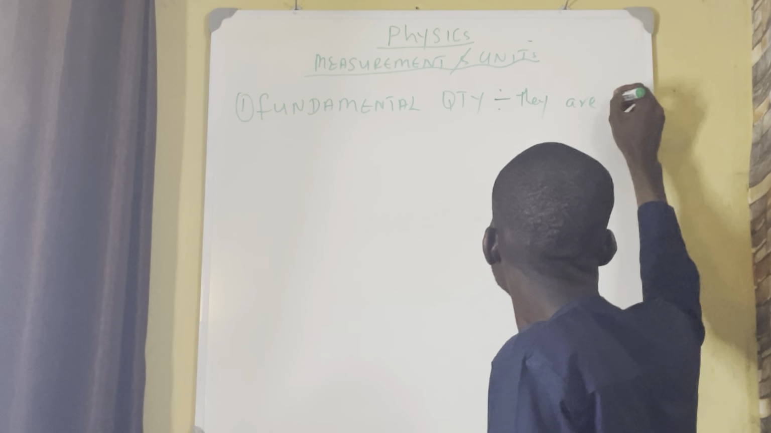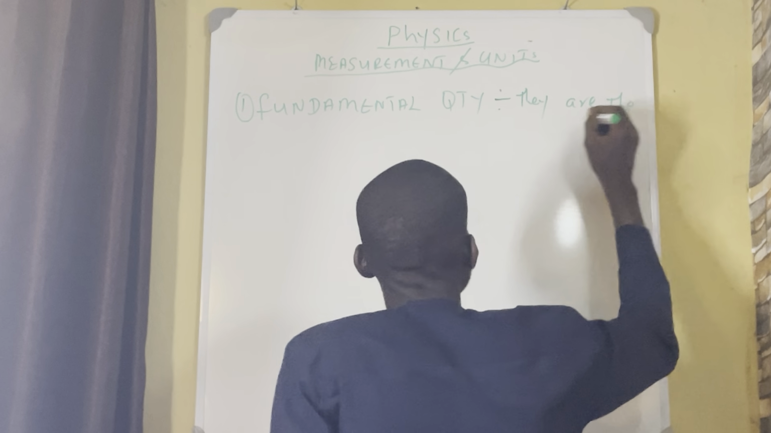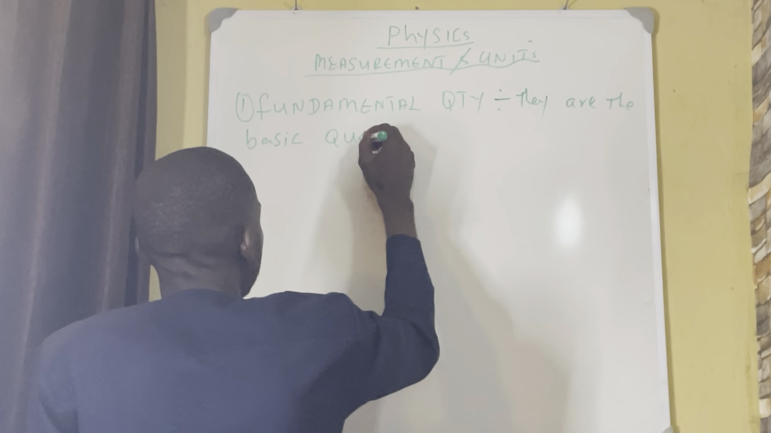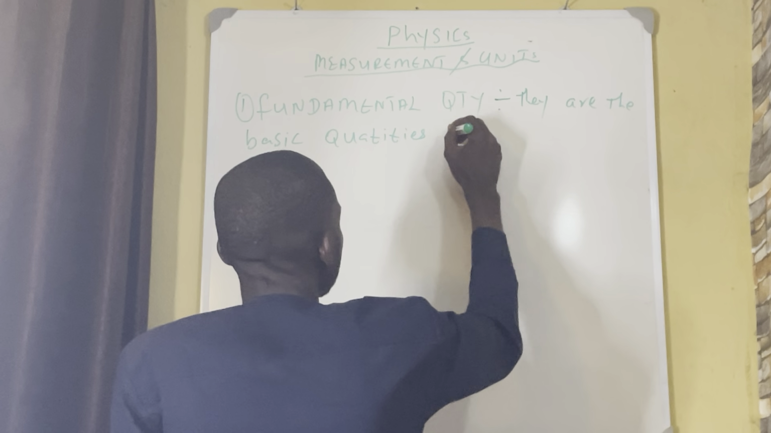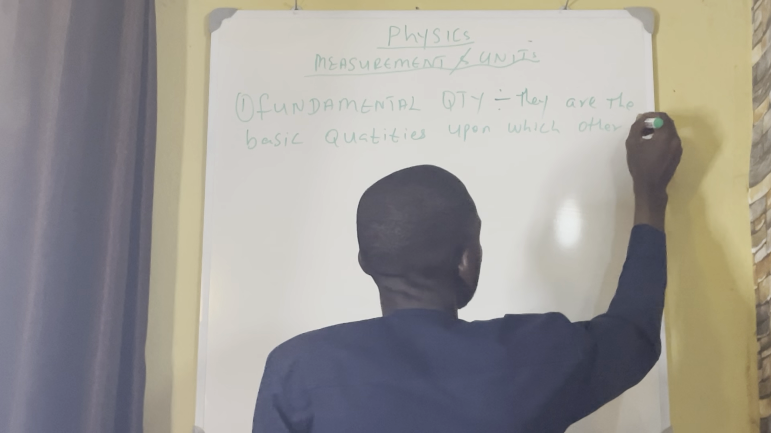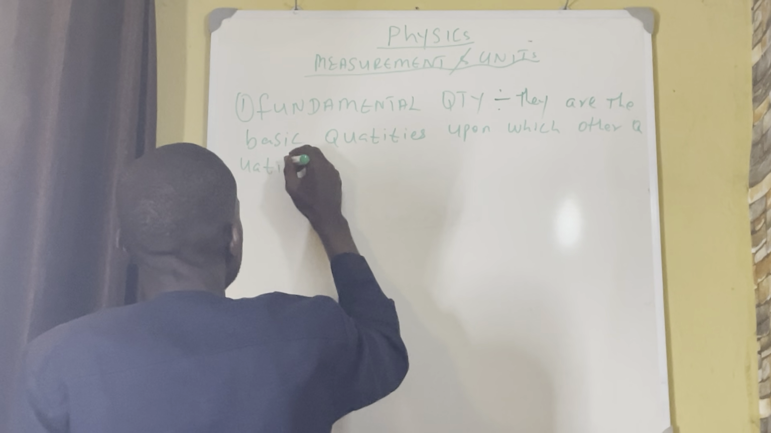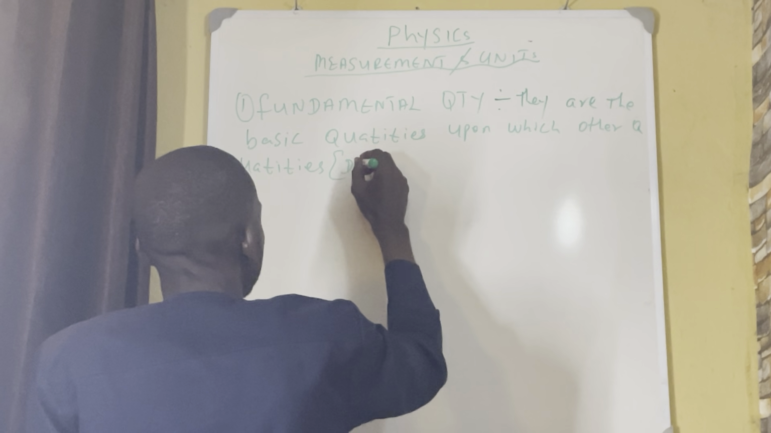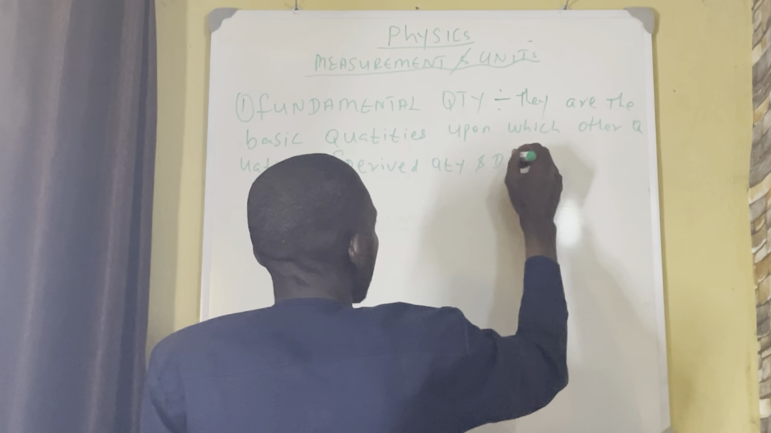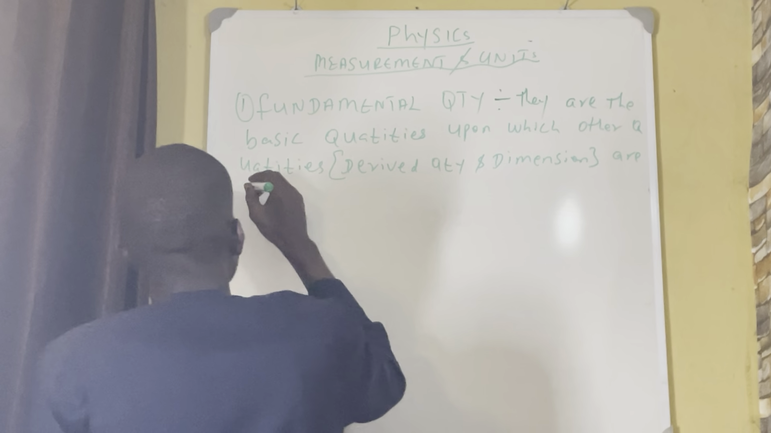Quantities. They are the basic quantities upon which other quantities, for example, the derived quantity and dimension, are gotten from.